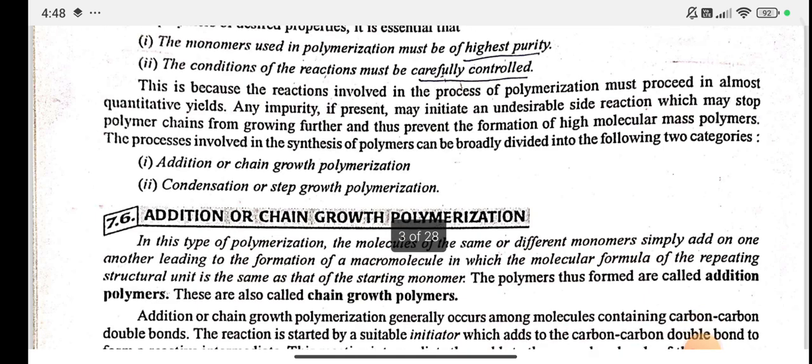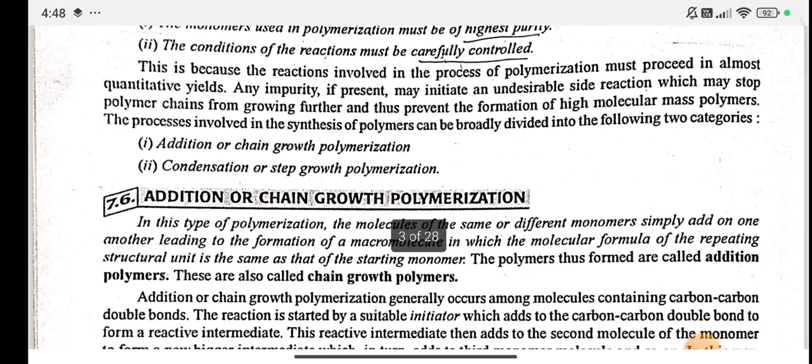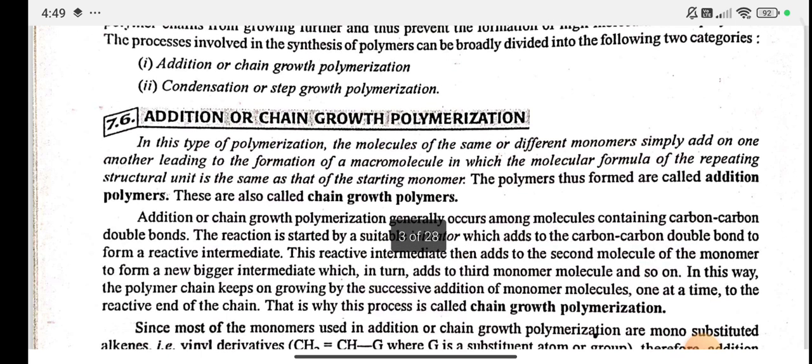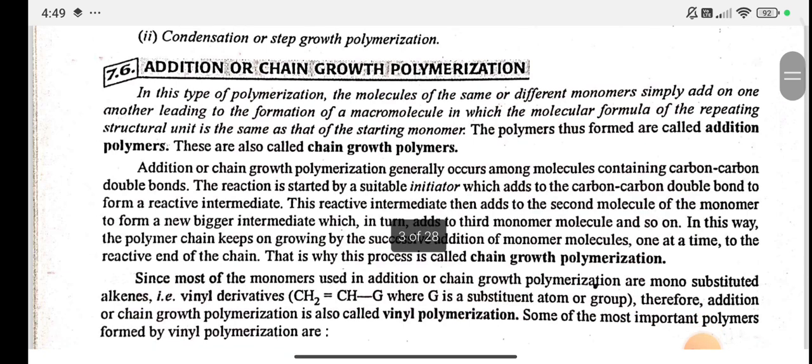The process involved in the synthesis of polymer can be broadly divided into two categories: addition or chain growth polymerization, and condensation or step growth polymerization. Addition or chain growth polymerization. In this type of polymerization, the molecules of same or different monomers simply add on one another, leading to the formation of a macromolecule in which the molecular formula of repeating structural unit is same as the starting monomer. The polymers thus formed are called addition polymers, and these are also called chain growth polymers.